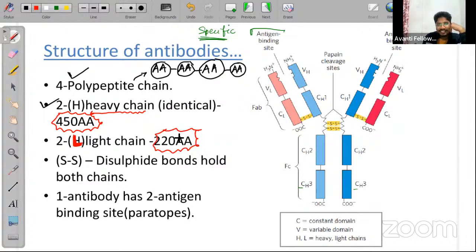Okay, these two light chain and heavy chain will be linked together by disulfide bond. You can see in the picture. Wherever H is written, that is heavy chain. This blue color line is your heavy chain.